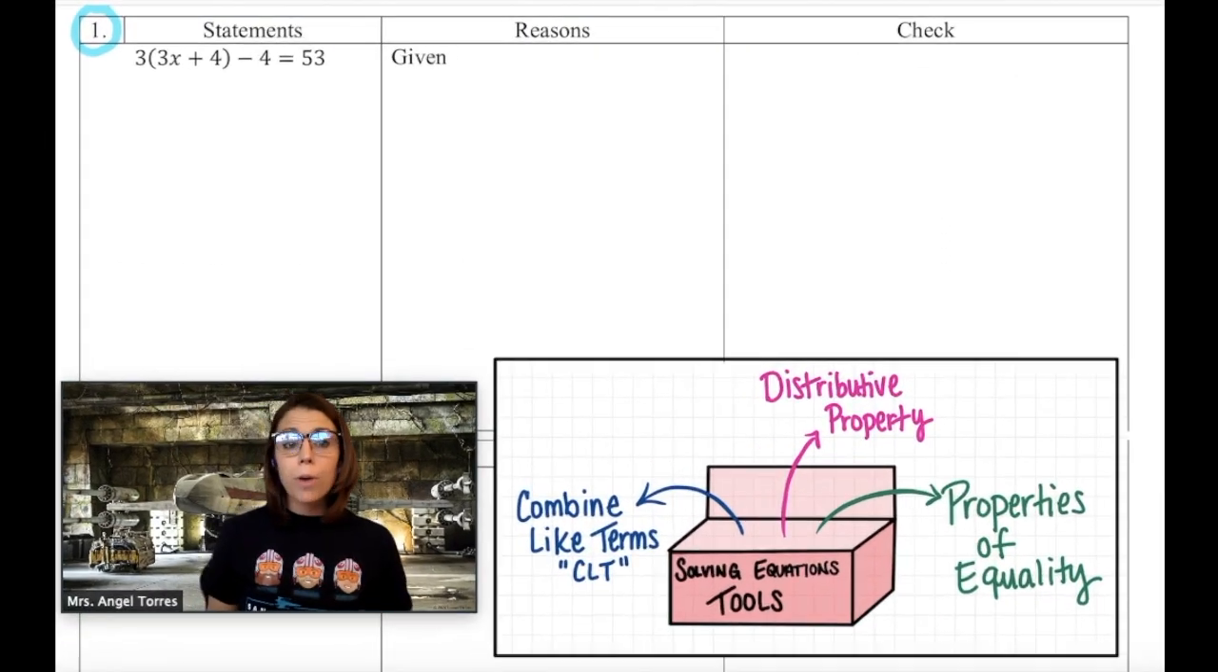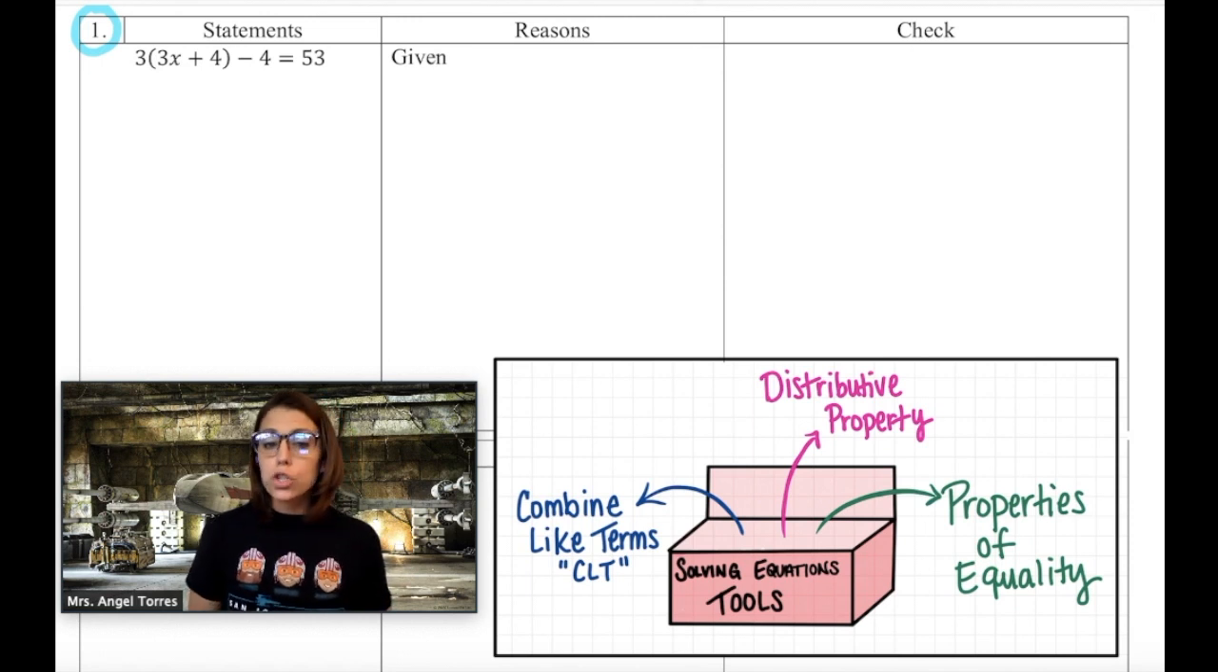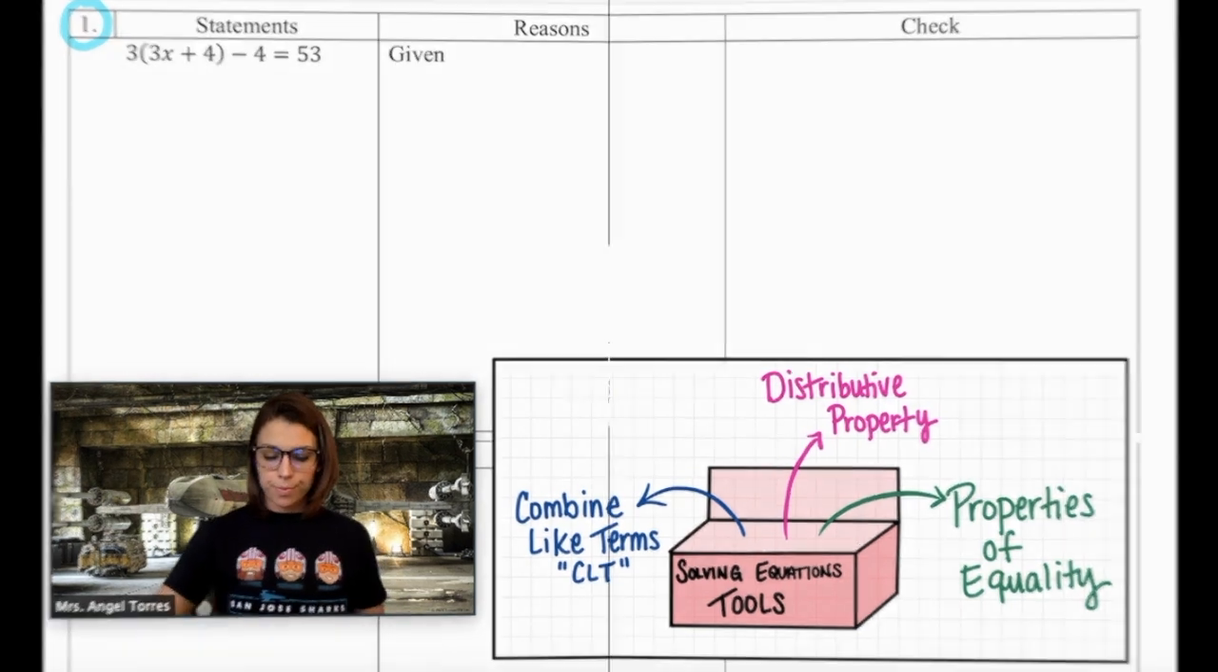Time for some practice problems in our workbook. So find these sets of problems. These are in Unit 7, page 12. I'll wait until you have those problems in front of you.